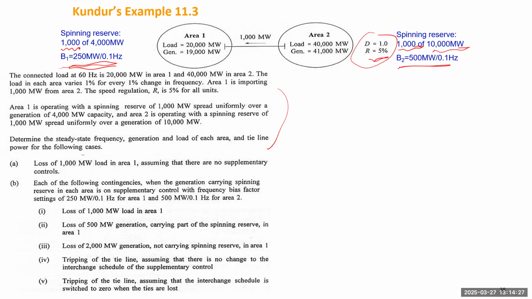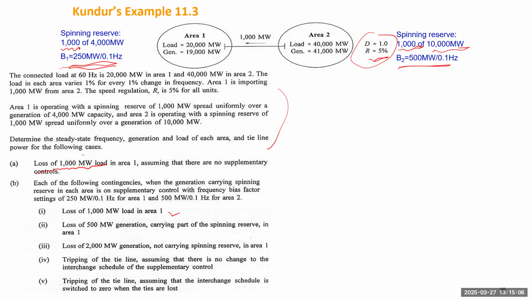The first one is if we lose 1,000 megawatt load in area 1, assume there's no AGC. So the first one will be simply based on the frequency droop control of the generator to mitigate this load change. The frequency will not go back to the original value, will not be 60 hertz. Starting from the second problem, we'll consider there's an AGC by using the B1 and B2. So for instance, we'll study the loss of the same load in area 1, but with AGC available.